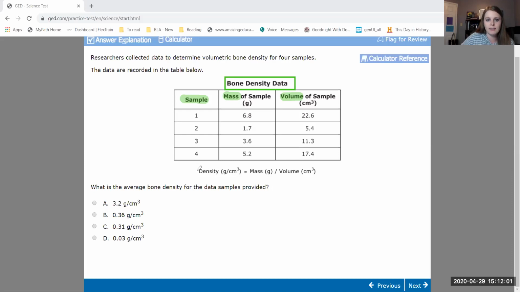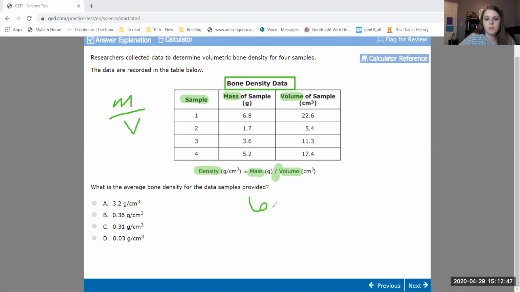So the bone density, and I see this mathematical equation, the density equals mass divided by volume. So that's important for us to recognize. We want to do mass over volume. That is our mathematical equation. Nothing too difficult here. We just need to put the M over the V with these numbers here. So the average for all 4. Now, we do have a calculator on here. Unfortunately, it's not an actual working calculator. Don't know why, but it doesn't. So I have my phone here, but on the real GED test, you will be given the calculator that you need. So for number 1, M is 6.8 and V is 22.6.